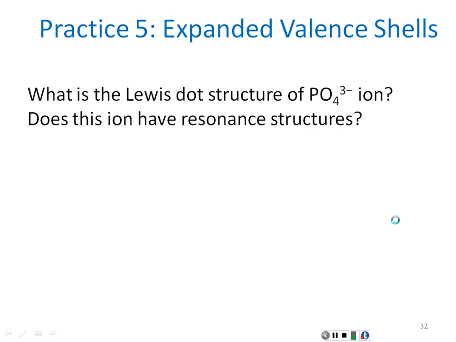What is the Lewis dot structure of the phosphate ion? And the molecular formula is here. It's phosphorus with 4 oxygens, and the molecule has a total charge of 3 minus. So remember to include those electrons in your structure. And then the second question, does this ion have resonance structures?